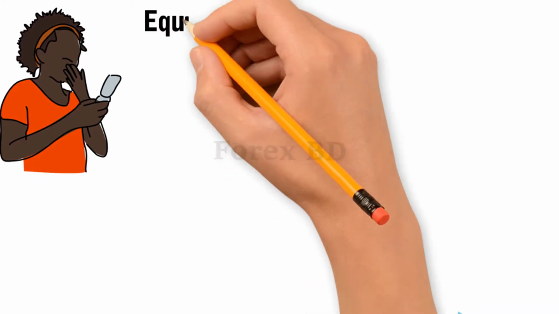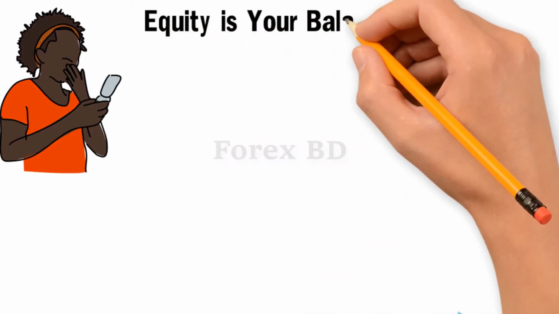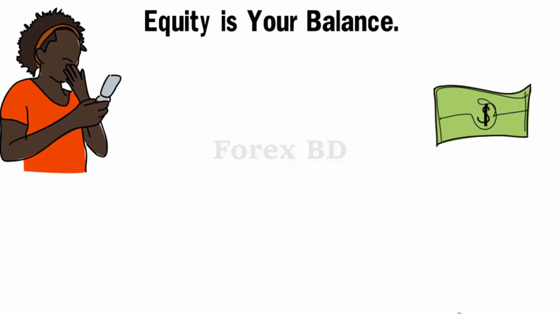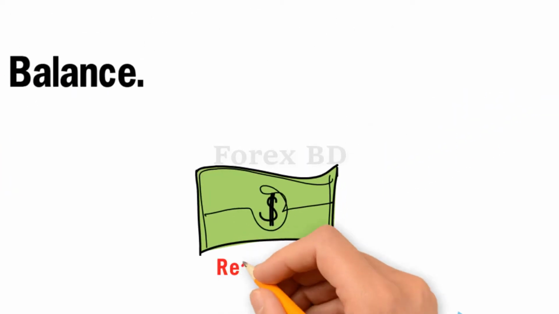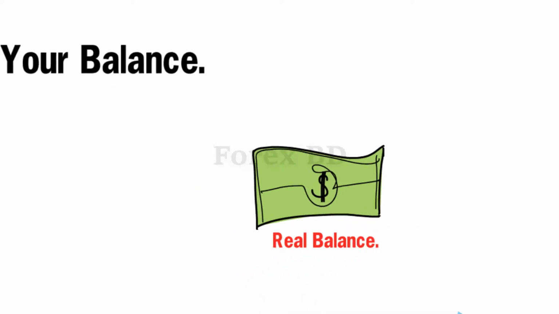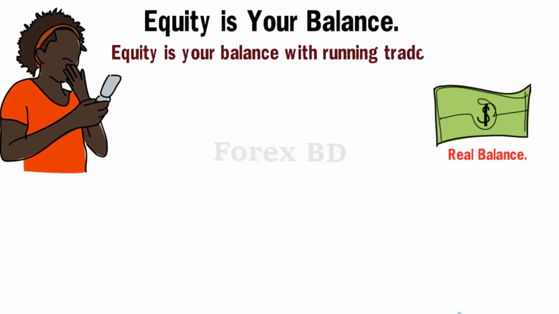So let's first discuss what is equity. In simple words, equity refers to the amount of value in your trading account. That is, it is the current value of your trading account. Simply put, equity is the total amount of your trading balance and profit or loss. If you have an entry position, then the amount of equity will vary depending on it, which you can see on your trading terminal screen.